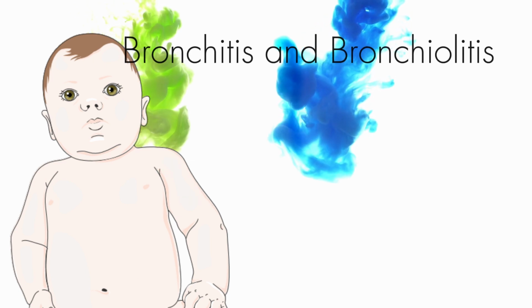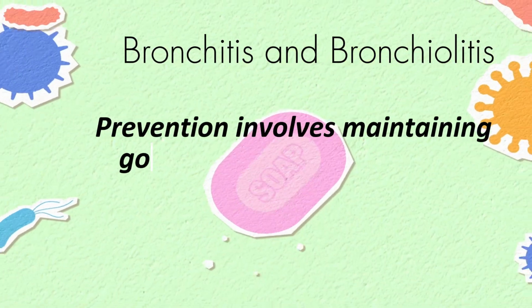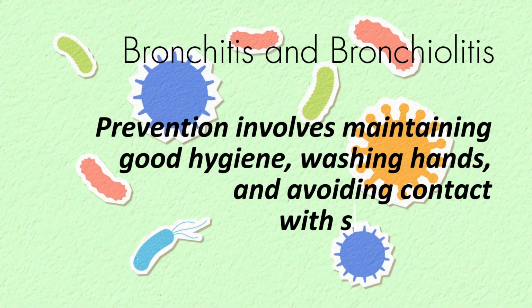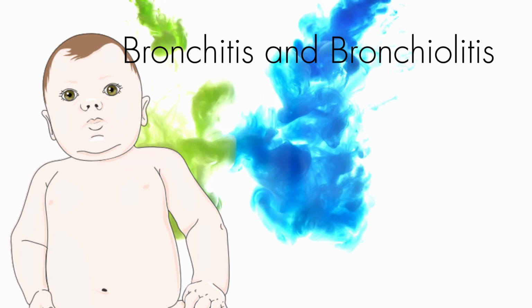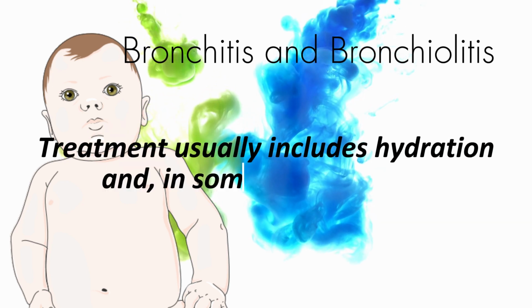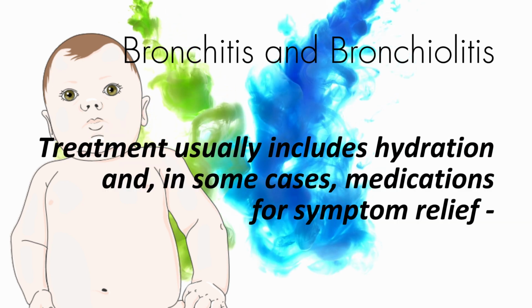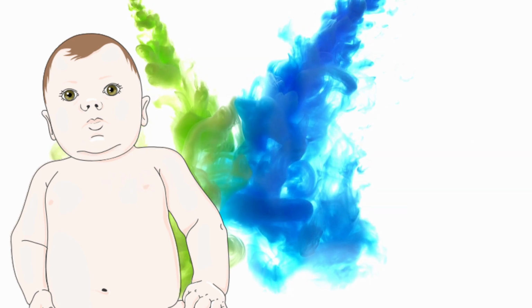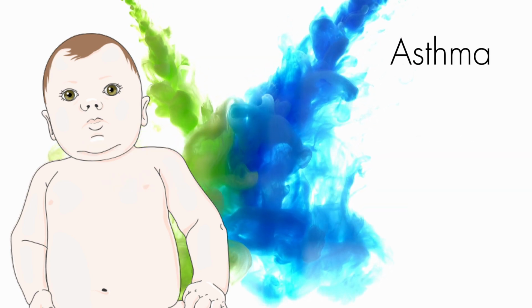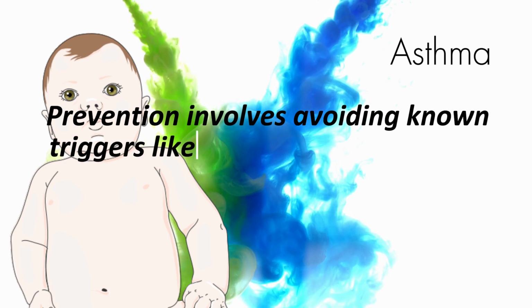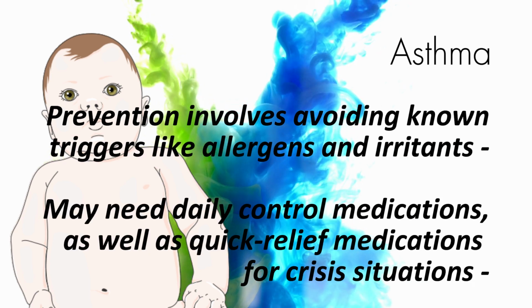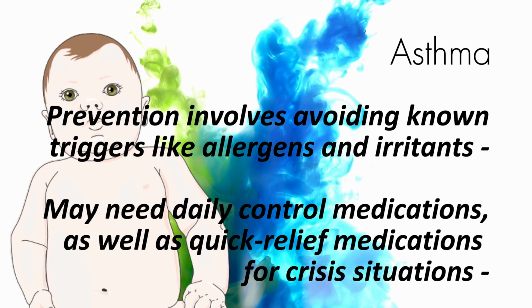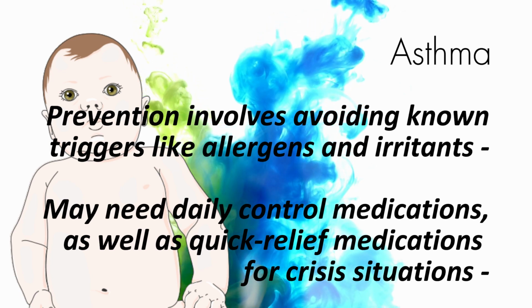In the case of bronchitis and bronchiolitis, prevention involves maintaining good hygiene, washing hands, and avoiding contact with sick people. Treatment usually includes hydration and, in some cases, medications for symptom relief. As for asthma, prevention involves avoiding known triggers like allergens and irritants. Asthmatic patients may need daily control medications, as well as quick relief medications for crisis situations.